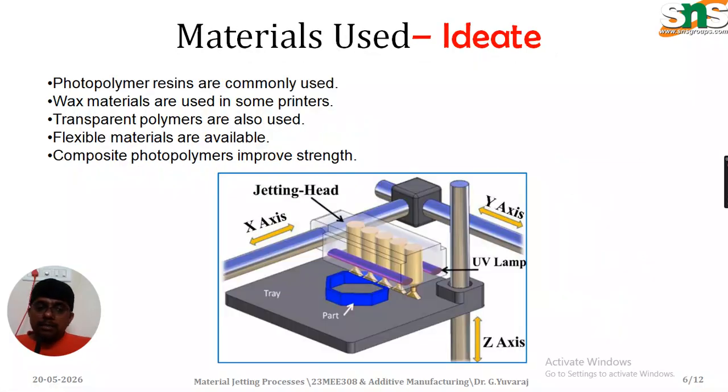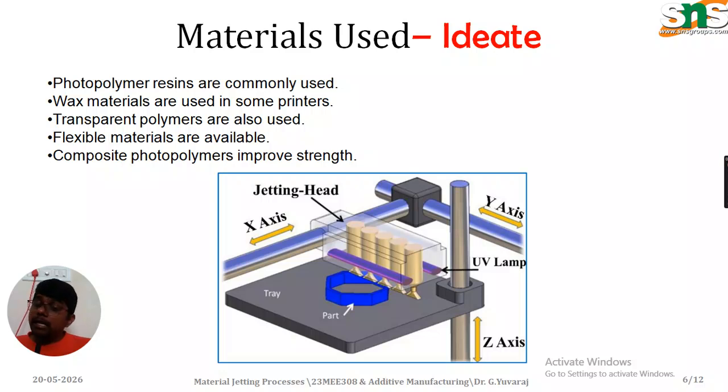The major materials we use are photopolymer resins, which are commonly used, and they mainly support wax materials. Wax materials can be used in some printers but not in all printers. Transparent polymers can also be used. These polymers can be thermosetting or thermoplastic, but most often we use thermoplastic, so the shapes can regain their structure.